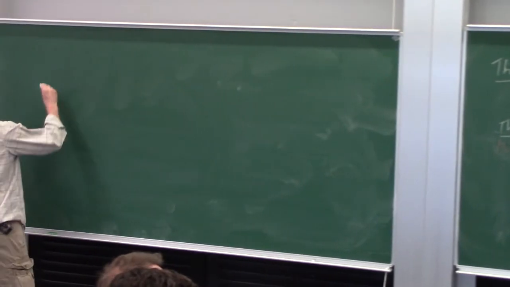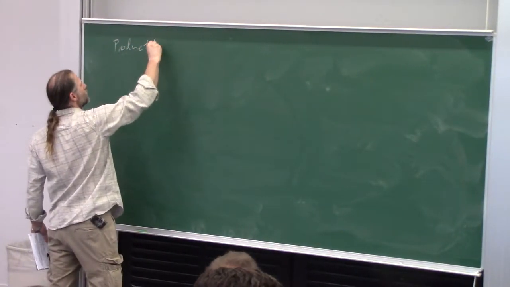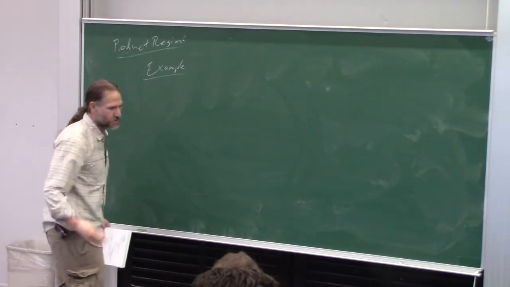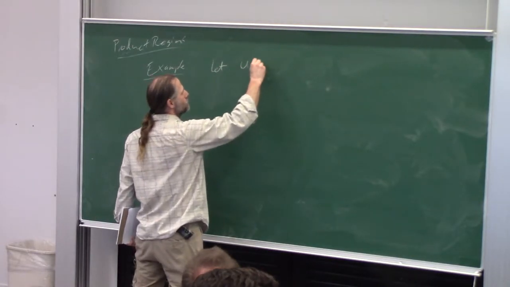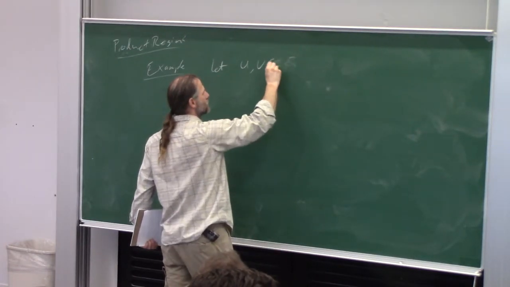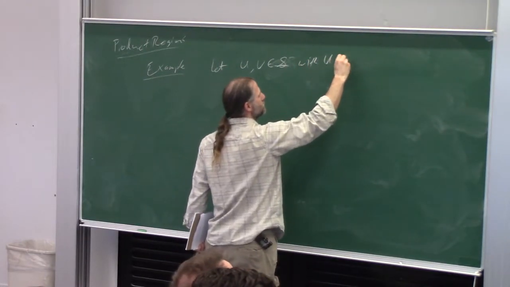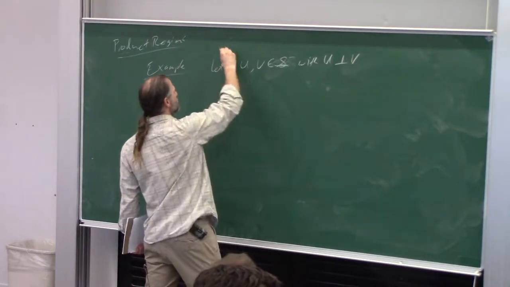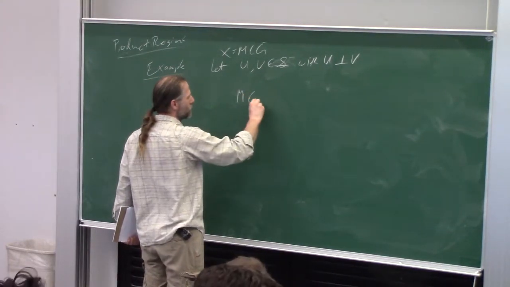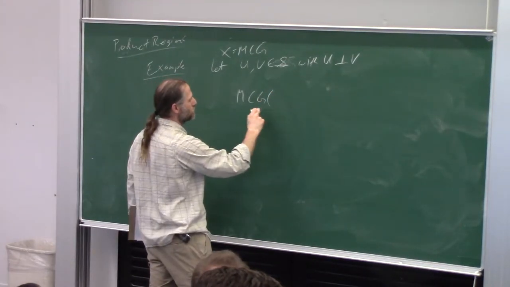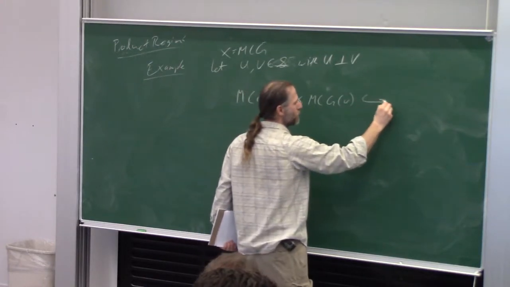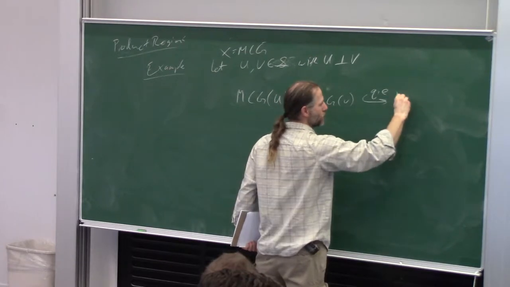Let me just start with some examples of what I'll call product regions. The first example is in the mapping class group. Let U and V both be subsurfaces of S, with U orthogonal to V, and here X is equal to the mapping class group. In other words, you have two disjoint subsurfaces. Then you could think about the associated subsurface stabilizer. I'll be a little loose and call it the mapping class group of U cross the mapping class group of V, which quasi-isometrically embeds into the mapping class group of X.